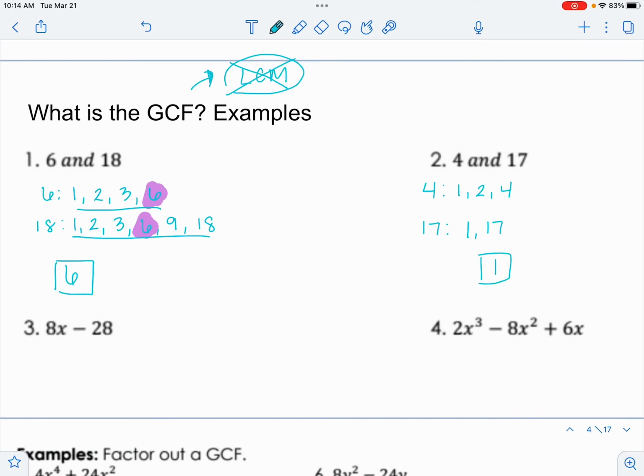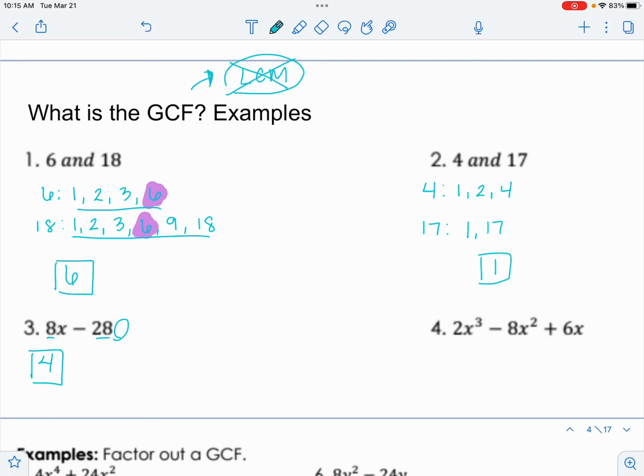Next, 8x and negative 28. What we can do is look at our numeric values first. I see that there's a variable in there, so let's just deal with the numbers first. Between 8 and 28, the greatest common factor is going to be 4. Then I have x, and I don't have a variable on the other term, so they need to share the variable. Since I don't have an x attached to 28, or an x squared or anything like that, the greatest common factor is going to be 4.